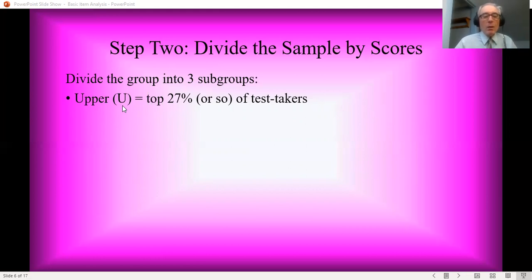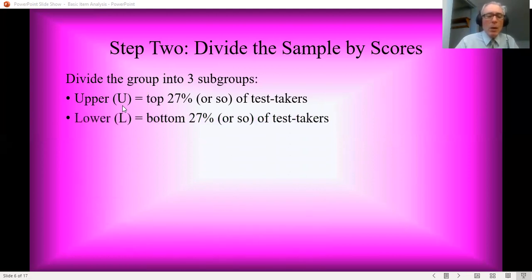There's no magic attached to it, and it's not mathematically required. If you happen to do it at 25% or 30% or 33%, it's not going to make a big difference. So you pick something that's pretty close to 27% as your cut point here, and you go with it. That's my best advice on this. The lower group, uppercase L, is the bottom 27%, give or take, of test takers. These should be the same size groups for the way we're doing these equations. So again, if you happen to go for 30% in the upper group, it should be 30% in the lower group. But about 27% is where you're going to do the best job here.